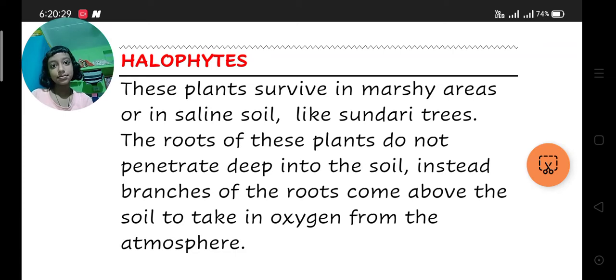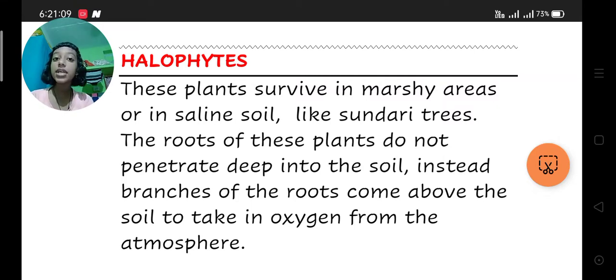Why? Because the water content is more. Why don't the roots go inside the soil? Because if the water content is more and the soil is more clayey, then roots can't absorb oxygen from the atmosphere if they are under soil, because oxygen or air cannot pass through them easily. So these branches of roots.